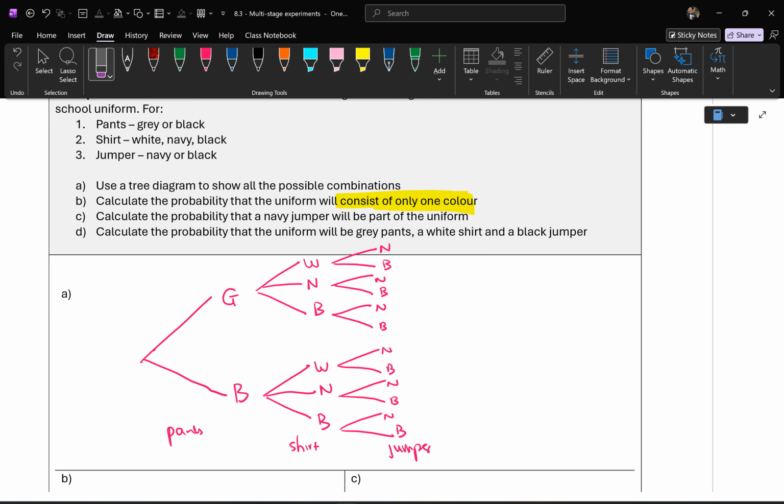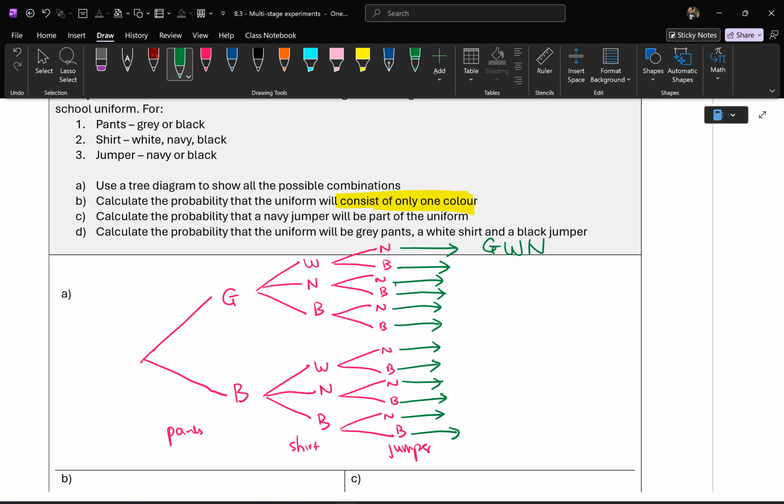Now, if you want to know what's the total number of options there, you can count them all. So the final one tells you the number of counts. So you could have got grey pants, white shirt, and then a navy jumper. That's one option. So how many options in total? That's 1, 2, 3, 4, 5, 6, 7, 8, 9, 10, 11, 12.